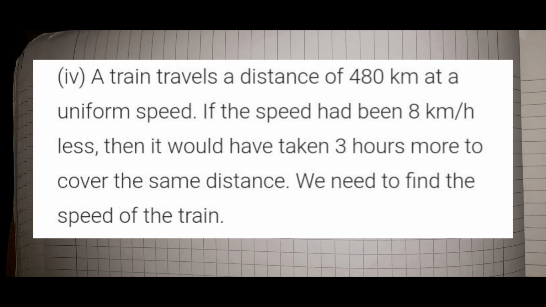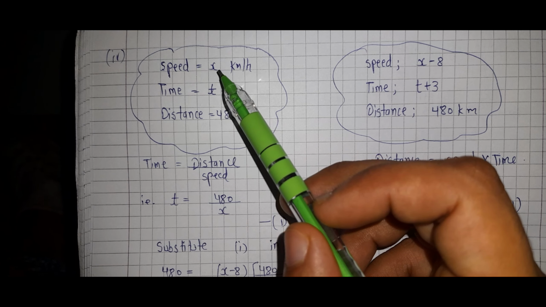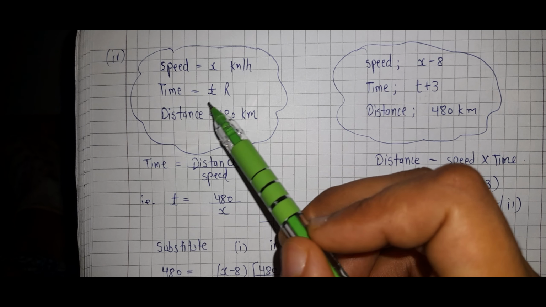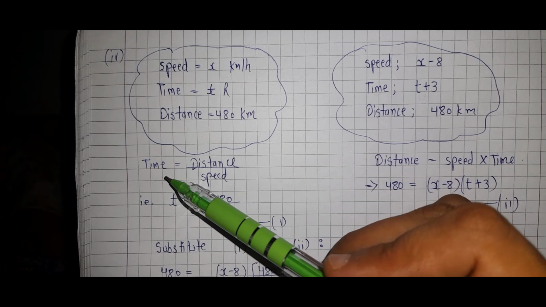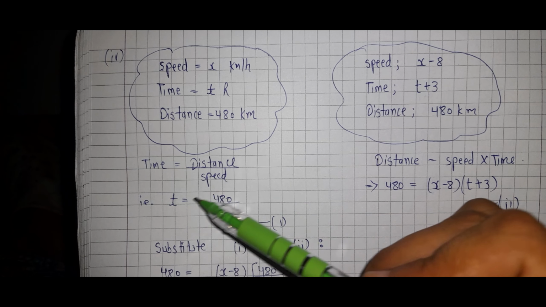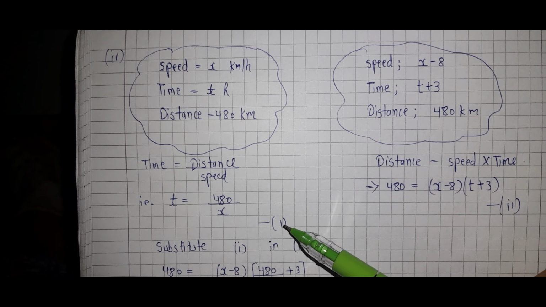Fourth part: a train travels a distance of 480 km at a uniform speed. If the speed had been 8 km per hour less, then it would have taken 3 hours more to cover the same distance. We need to find the speed of the train. Let speed be x km per hour and time taken be t hours to cover a distance of 480 km. Since time is equal to distance upon speed, we will have t equals 480 upon x. This is our first equation.